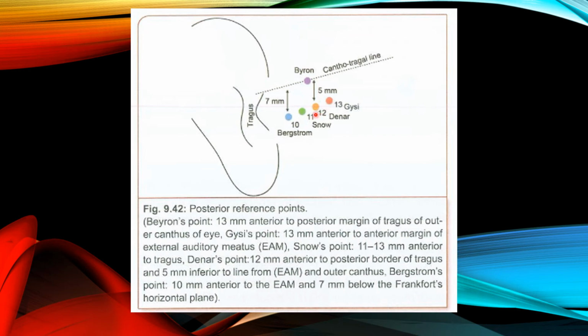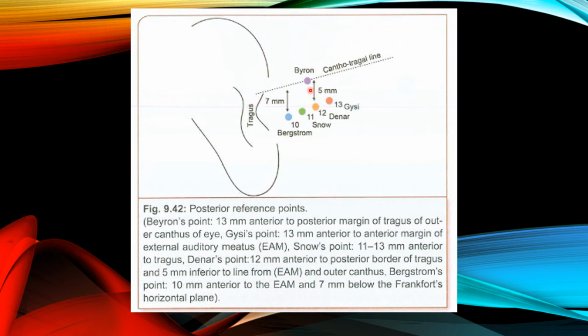Then, this one is the Dinar point. Dinar's point is 12 mm anterior to the posterior border of tragus. This is the posterior border of tragus and this is 12 mm. And in here, the arrow mark shows 5 mm distance. It is 5 mm inferior to the line from external auditory meatus and outer canthus.